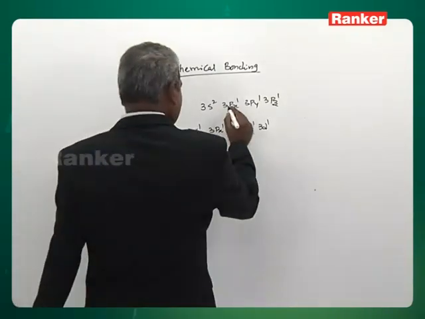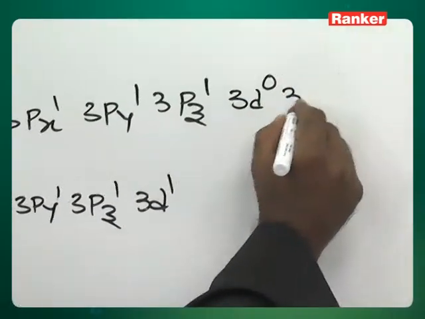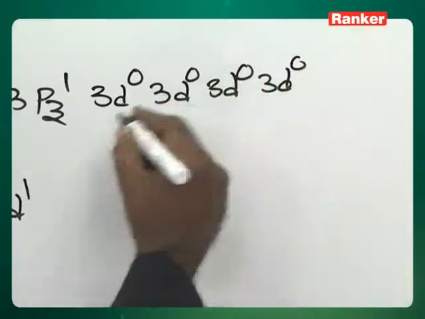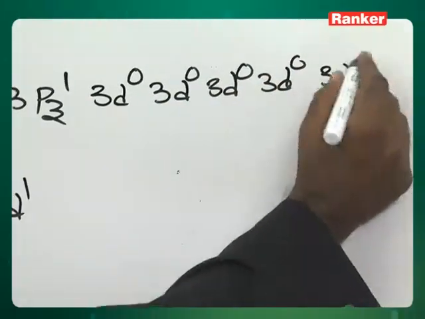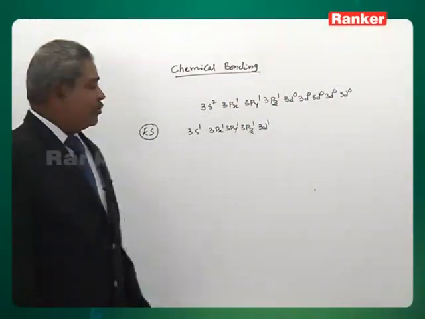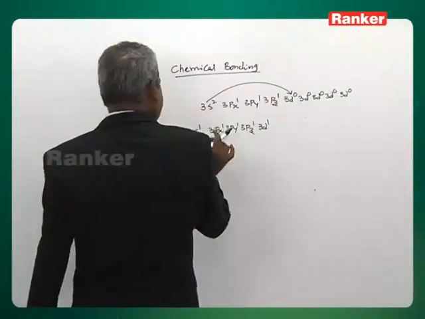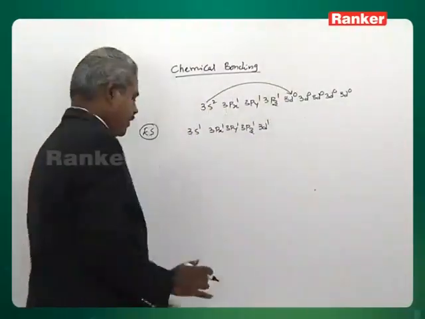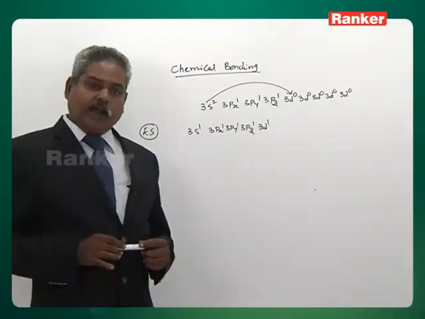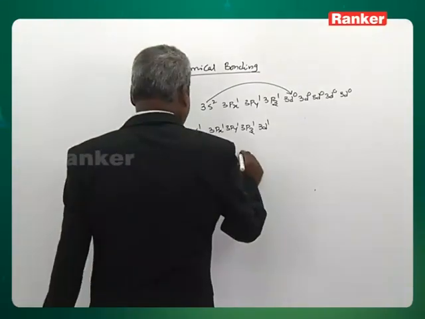So 3s2, 3px1, 3py1, 3pz1, and we in fact have so many zeros, 3d0, 3d0, 3d0, 5 vacant d orbitals are there. So one of these orbitals is used for excitation. When some energy is given, the electron goes there. So it's possible for all atoms to form bonds. Even helium also can form bonds for that matter.